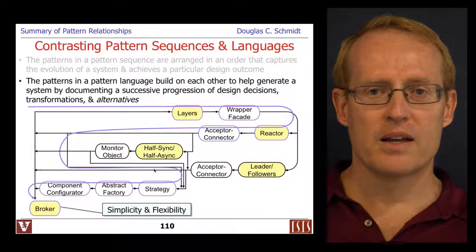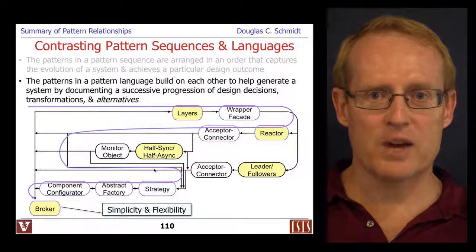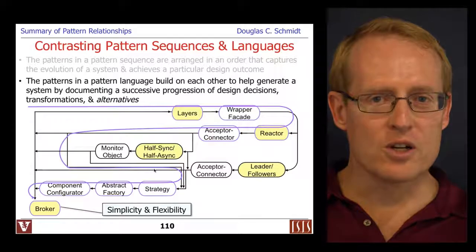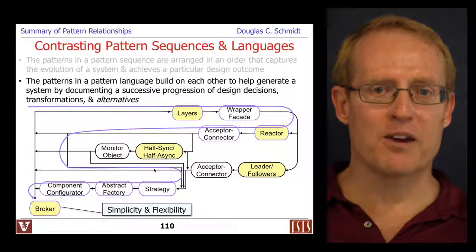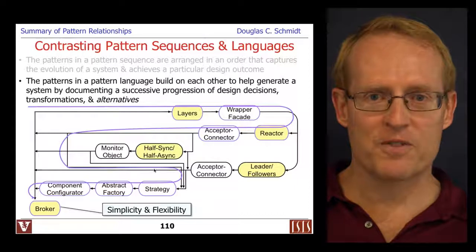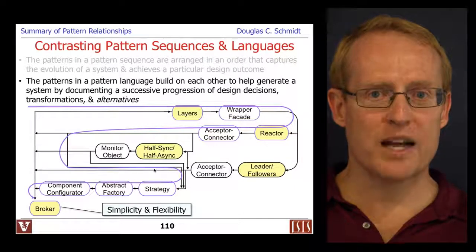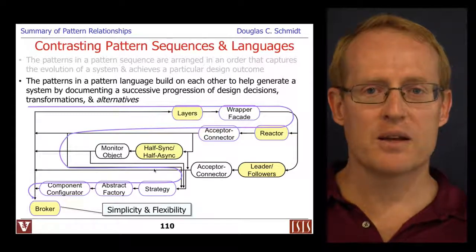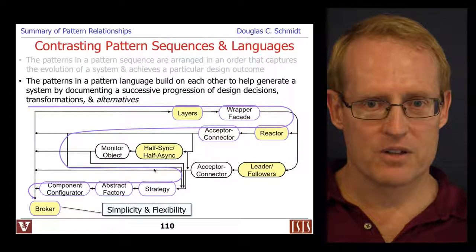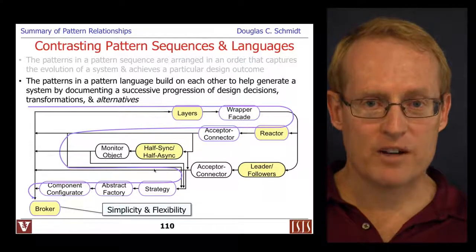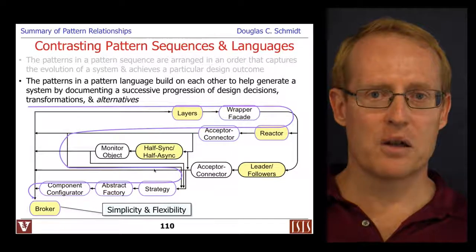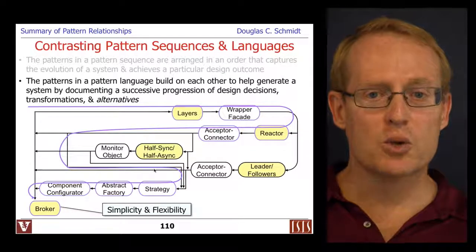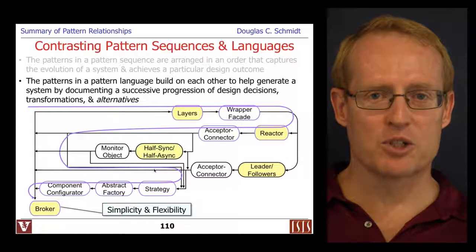This next slide illustrates a more involved path through our pattern language. We're still going to keep the same core set of patterns, layers, wrapper facade, reactor, and acceptor connector. But now we're going to also support some degree of flexibility by allowing the use of strategy, abstract factory, and component configurator to be able to reconfigure various mechanisms in the Broker to tune them more appropriately for particular needs of particular applications.